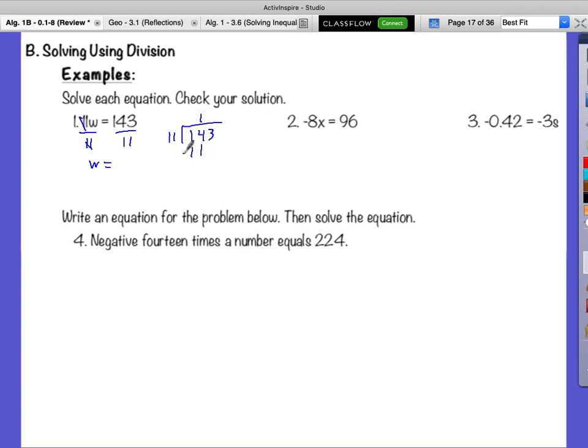What's 11 times 1? 11. And so, Sierra, what's 14 minus 11? 3. Awesome. So now we bring this 3 down. Does 11 go into 33? Yeah, 3 times. It makes 33, and we have a remainder of 0. So W equals what? 13.